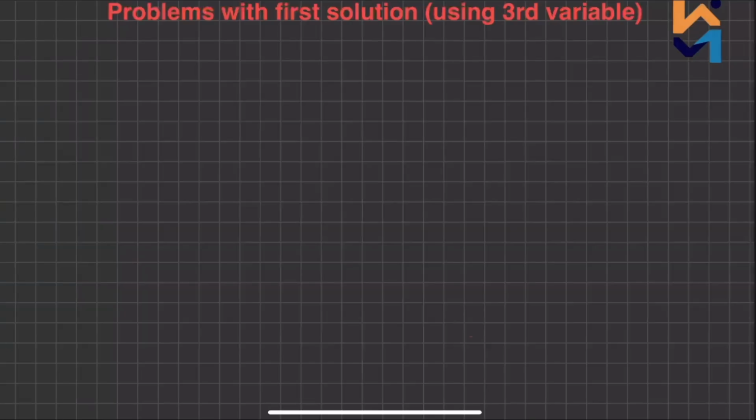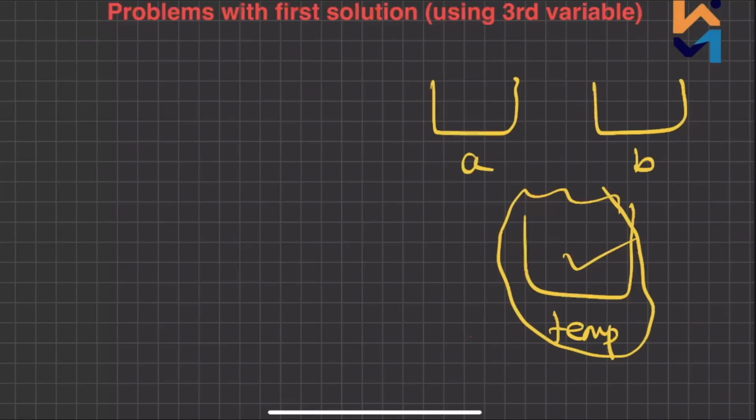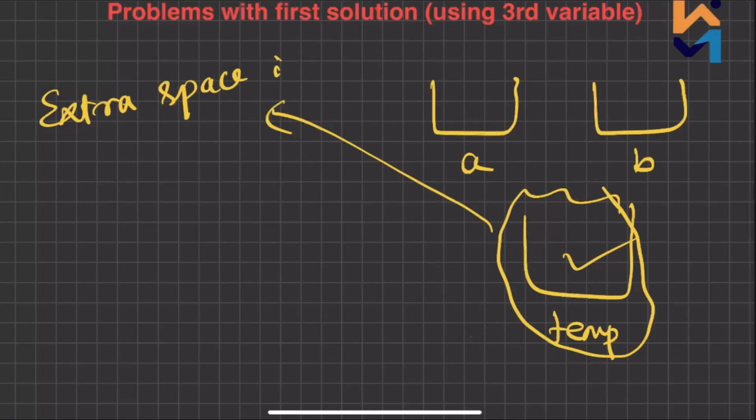If you remember in our last video, we had taken two variables, and in order to swap them, we used another variable, a third variable, which we called a temp variable, right? So we used this temp variable in order to swap these numbers, which is taking some extra space in the memory.